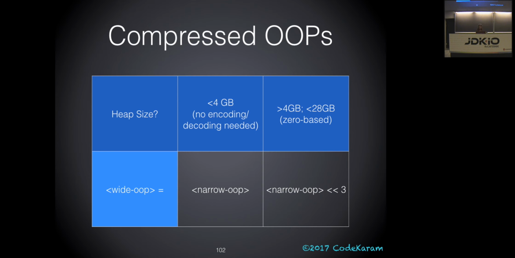So if your heap size is less than 4 gigs, so you're on a 64-bit operating system, using a 64-bit JVM, but your heap size is less than 4 gigs, you don't need any encoding or decoding. Just use the narrow OOP. Your narrow OOP is a wide OOP. So basically, a compressed reference is the same as your addressable space. Oh, sorry, I didn't mention that. So if it's between 4 gigs and 28 gigs, then it's called zero-based.